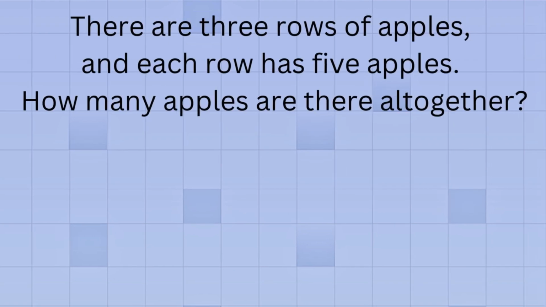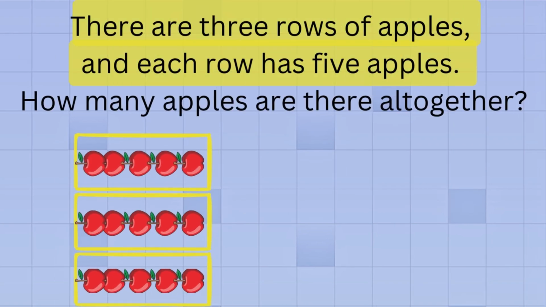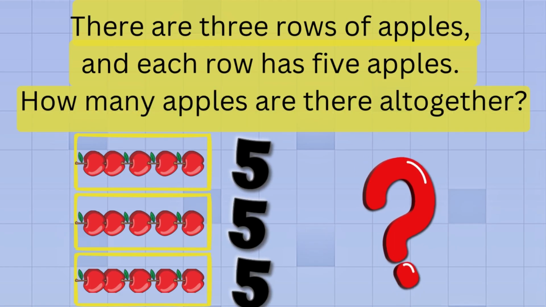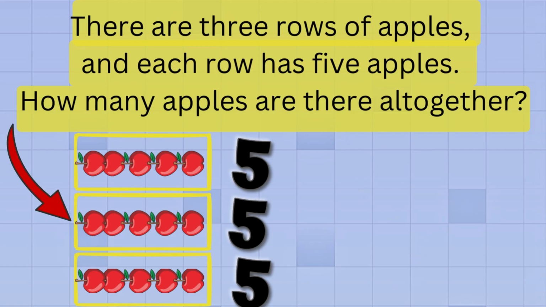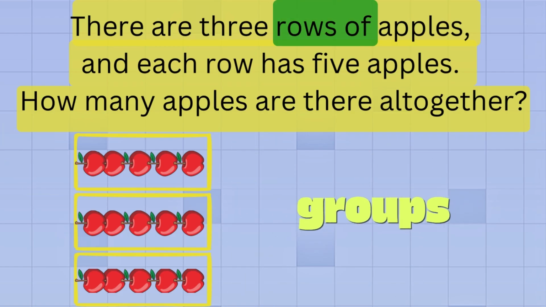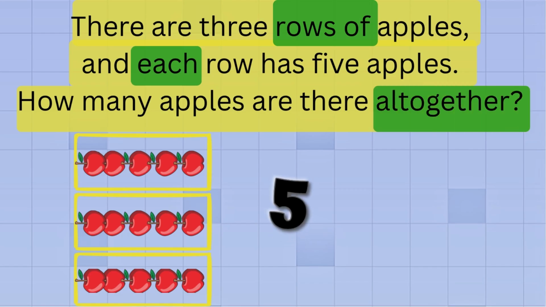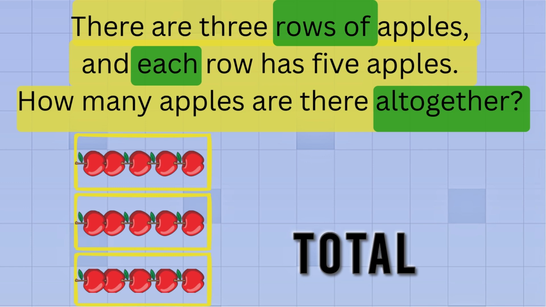Let's try one more. There are 3 rows of apples, and each row has 5 apples. How many apples are there altogether? As you can see, using visuals helps us a lot. Rows of tells us there are groups. Each row is one group. Each tells us every row has the same number of apples, which is 5. Altogether tells us we need the total number of apples.